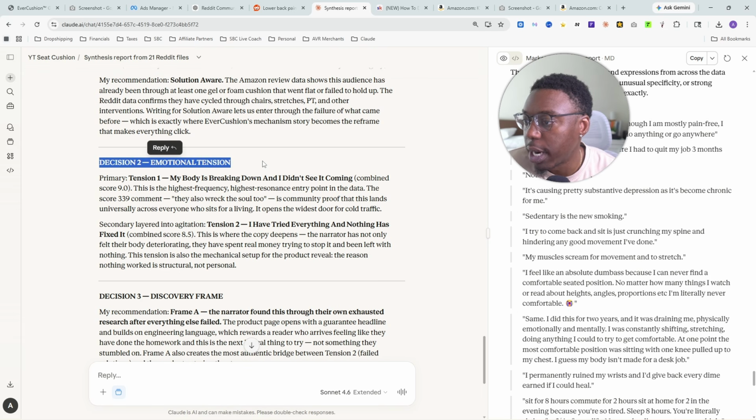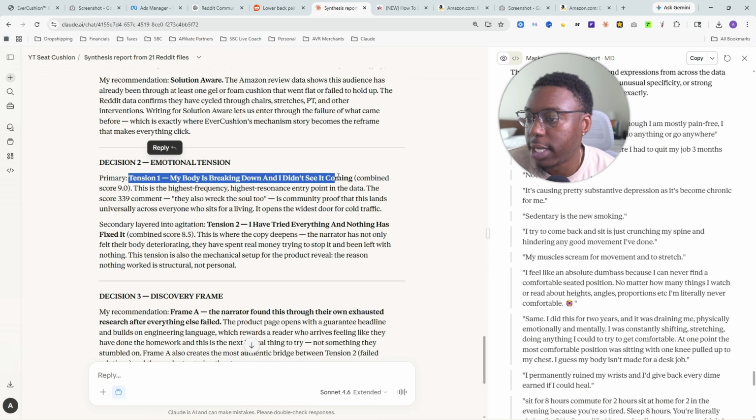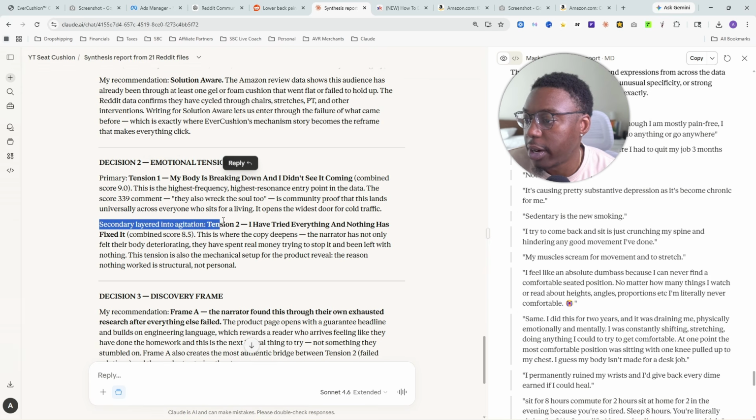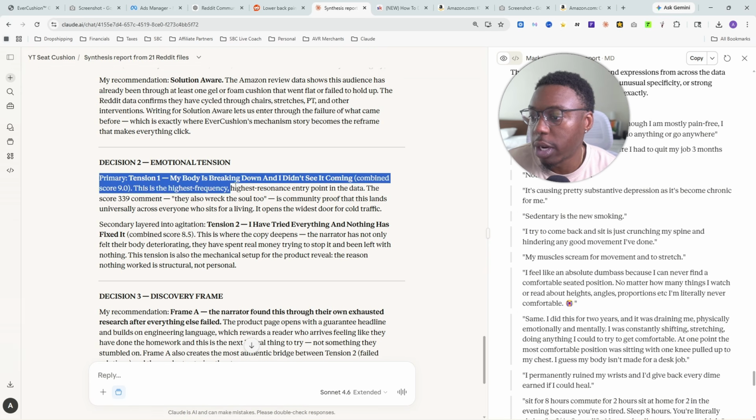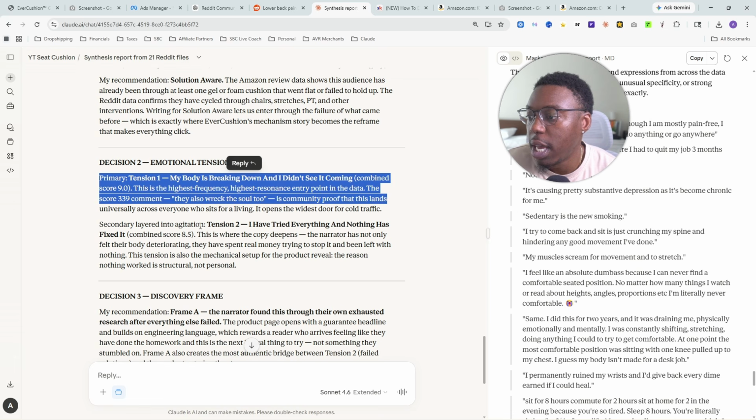Decision 2 is tension, right? So the emotional tension is my body is breaking down and I didn't see it coming. And then the second layer is tension 2. So we have 5 total tension points. What Claude's recommending is that we start off with tension point 1 and have a secondary layer of tension 2, right? Because there was a lot of overlap between what people were saying.